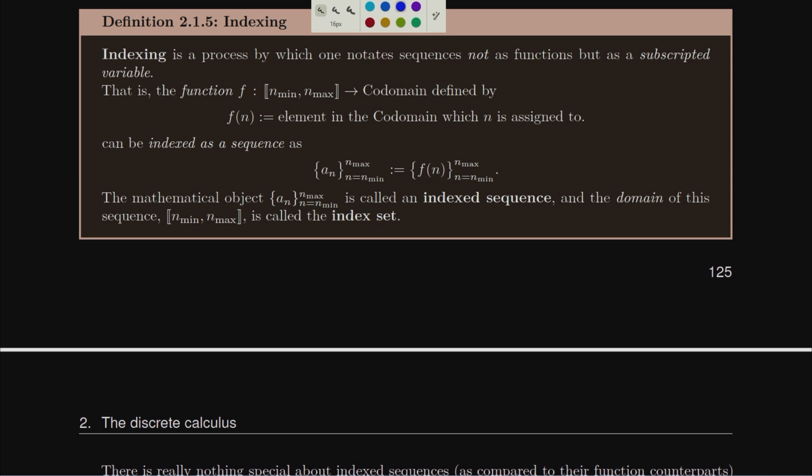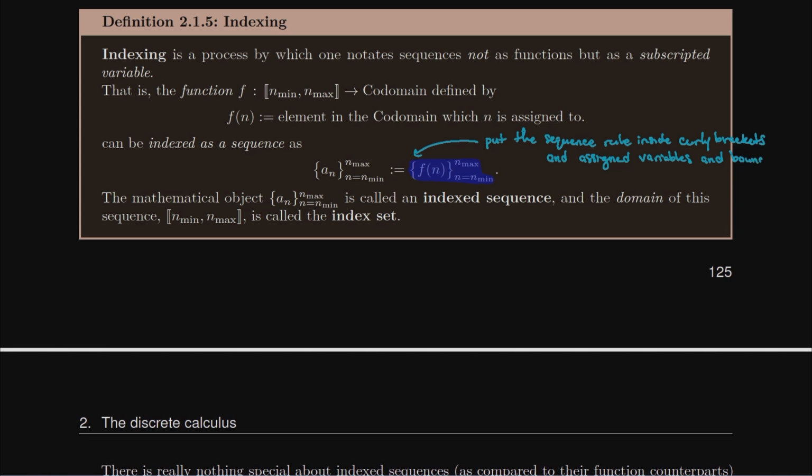So let's jump to the bottom where I'm looking here. This f here, which is my function, which happens to also be my sequence. What have I done to it to index it? I have put the sequence rule inside curly brackets. And I've also assigned variables and bounds to the right-hand side. My variable here was n, and some bounds, min, which came directly from the domain of the function, and max, which also came from the domain of the function. So in some sense, this indexing incorporates the rule and the domain of my function all as one larger piece. We pay the price of curly brackets, but we've got this subscripting and superscripting going on inside of the indexing.